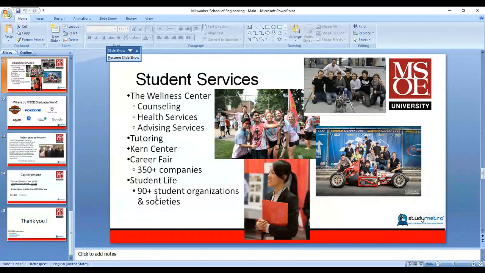Also, there are more than 90 student organizations and societies that help other students and candidates so that they can face any problem or query regarding their process. These organizations easily help students with their further process.